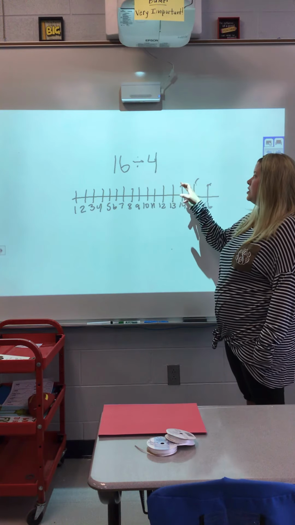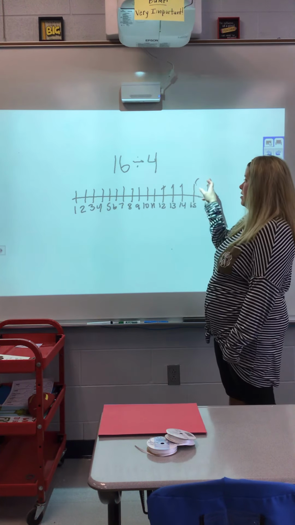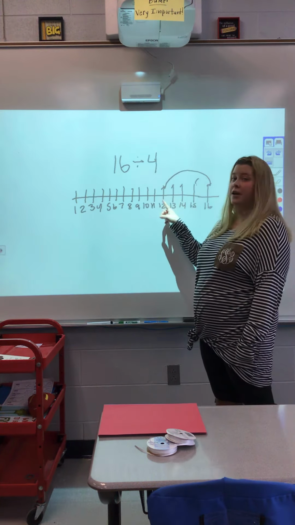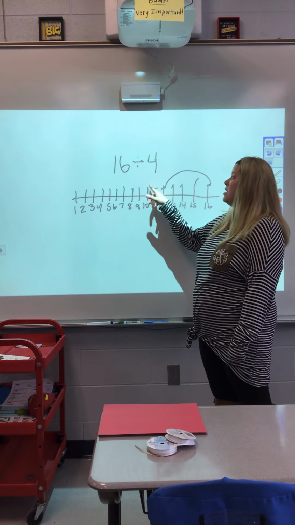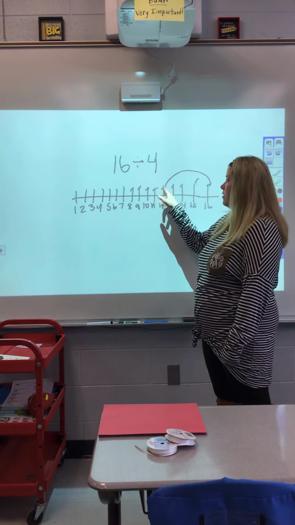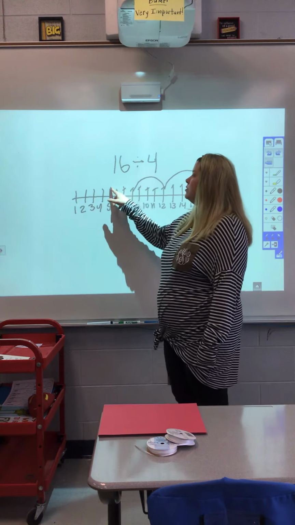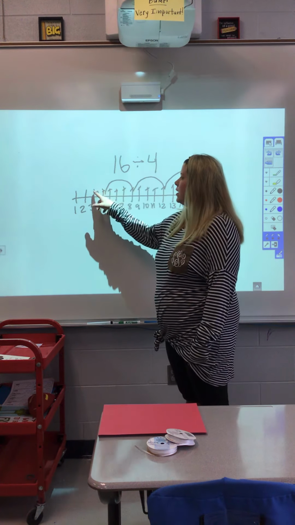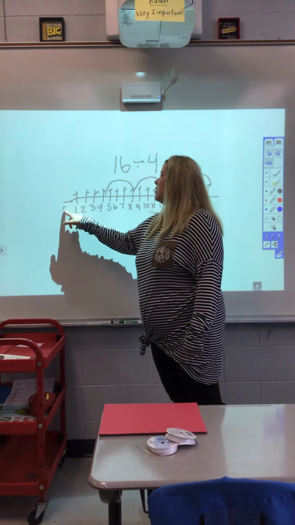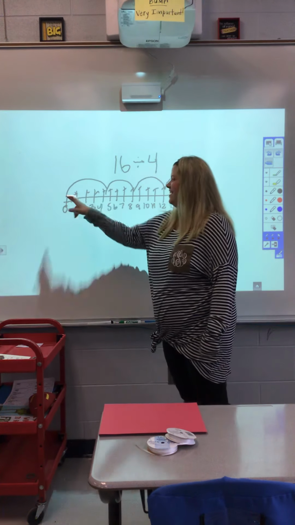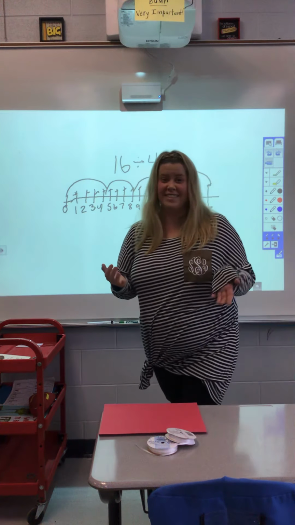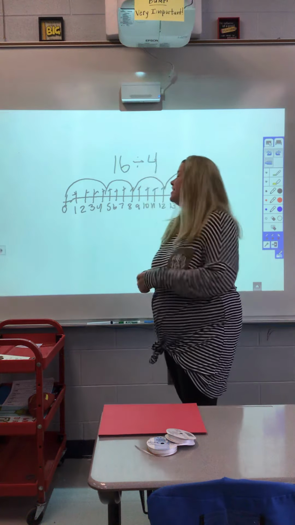Subtract 1, 2, 3, 4. Okay, see, I'm not going to count 12. I'm going to say 1, 2, 3, 4. 1, 2, 3, 4. 1, 2, 3, 4. I forgot to start at 0. See, these little details are important.